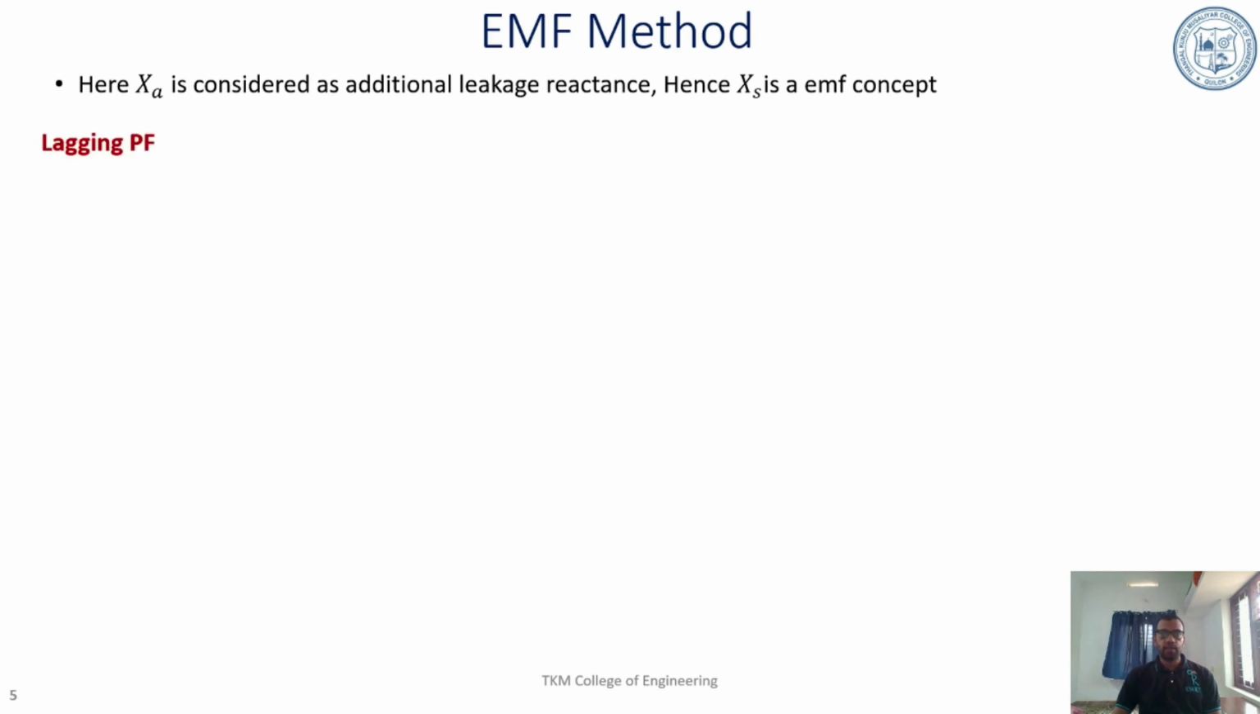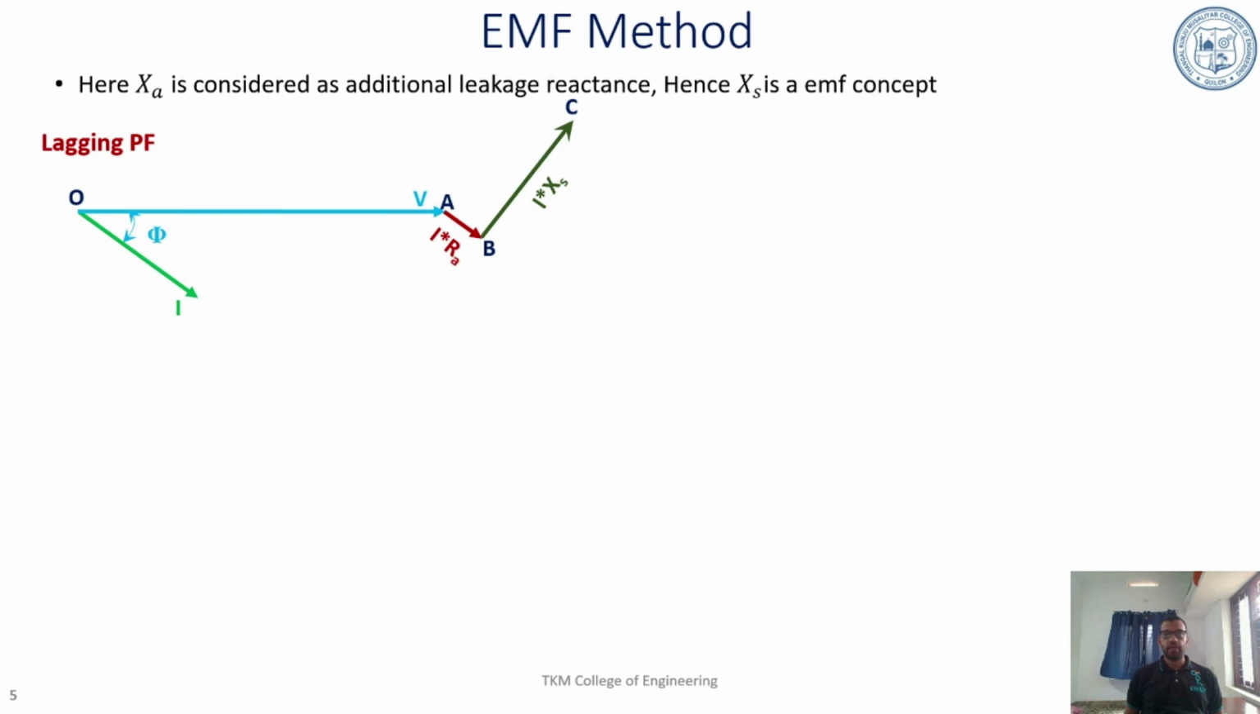First of all, let's consider lagging power factor case. V is taken as reference. Armature current I is lagging V by an angle phi. I into RA phasor is drawn from the tip of V, which is parallel to I. Then I into XS phasor is drawn from the tip of I into RA, which is leading I by 90 degree. Then we need to join O and C.